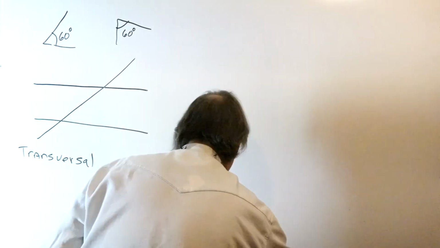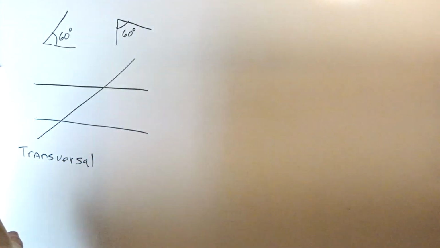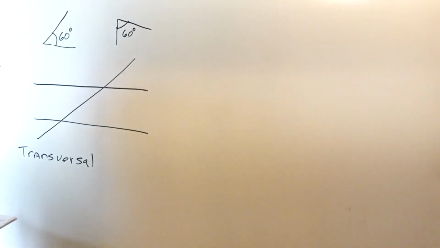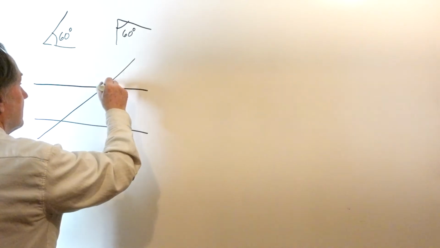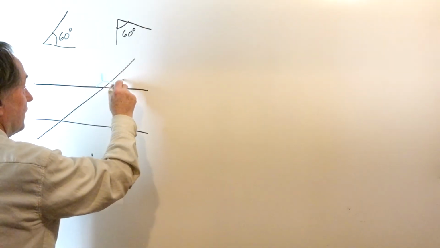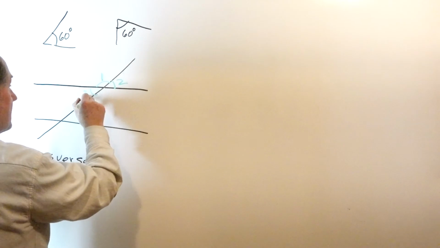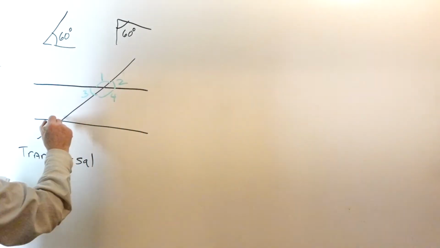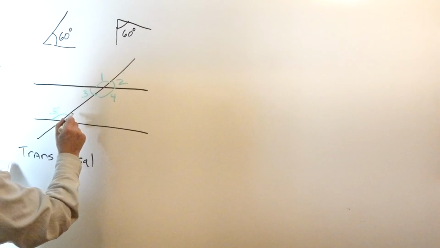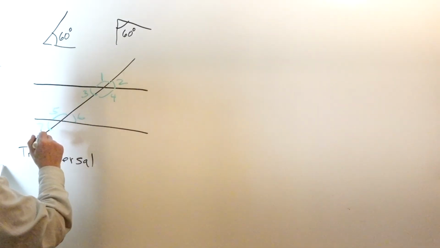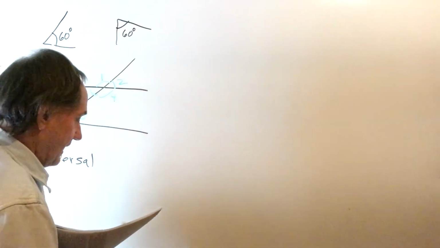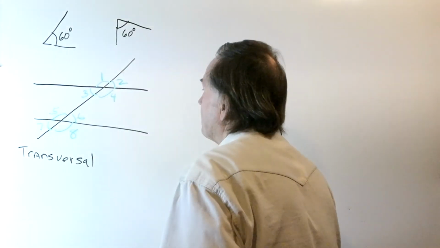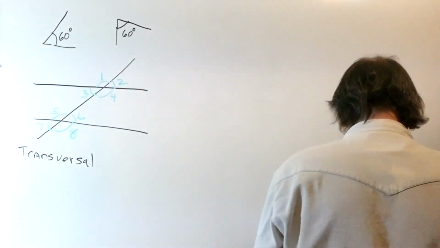Now, there are 8 angles that are defined when we intersect two parallel lines with a transversal. This is angle 1. Let's call this angle 2. This is angle 3. This is angle 4. We'll call this angle 5, angle 6, angle 7, and angle 8. There are 8 angles that are defined. And these various combinations of pairs of angles have special names.